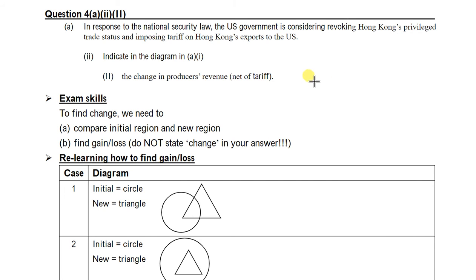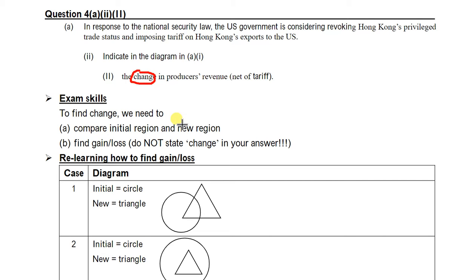For this question, the most important word is the word change. You need to find a change, but not the new total revenue or the initial total revenue. So if you are asked to find out the change, first of all, you need to compare the initial region and the new region.